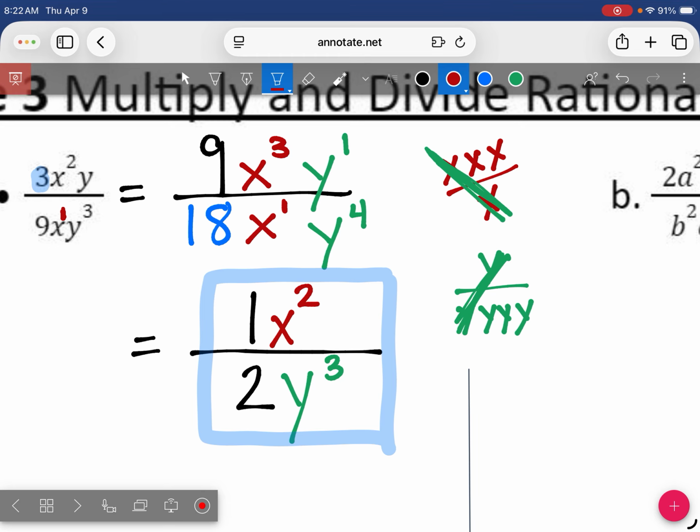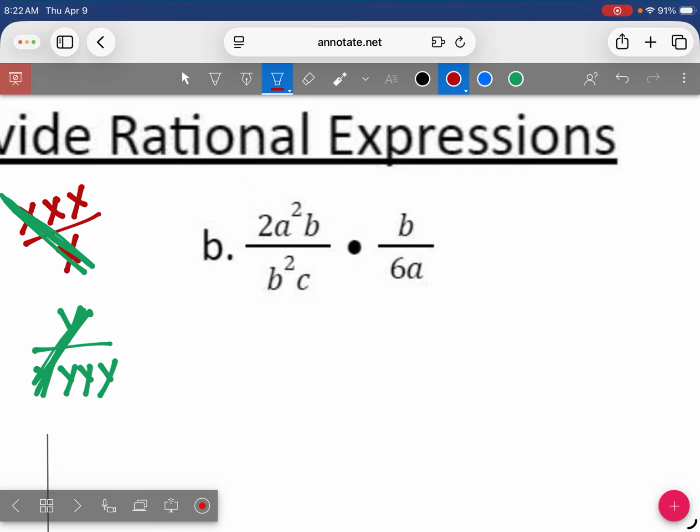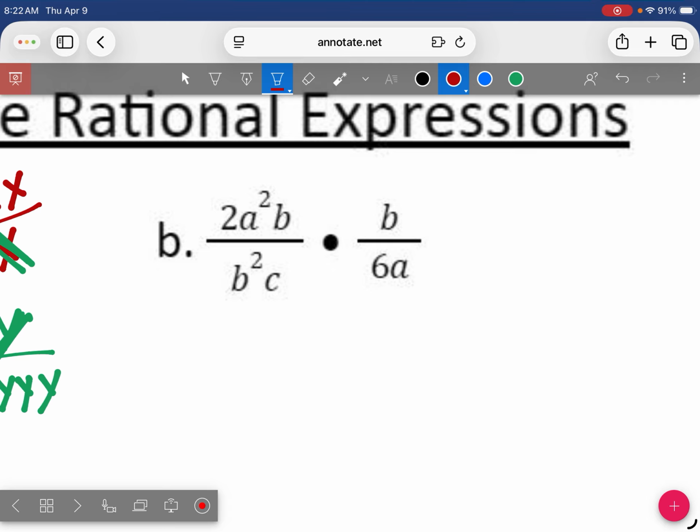All right, let's look at question B. Again, we're going to start by multiplying straight across. There's an invisible 1 right here. If you don't see a number, that means the number is 1. If it doesn't have an exponent, the exponent is 1. So I'm going to go ahead and add that in.